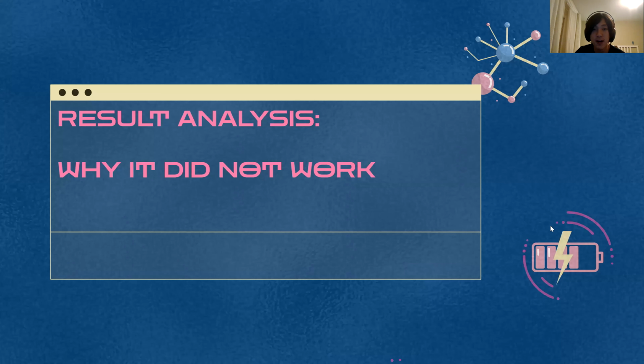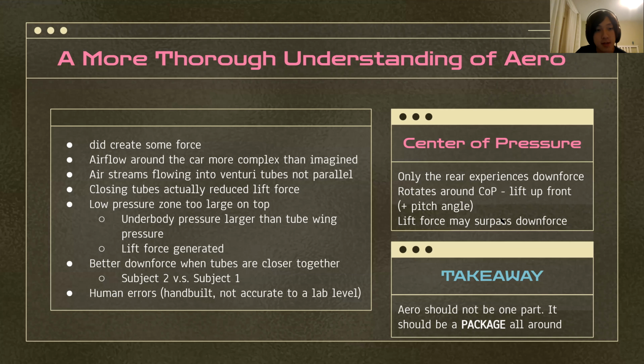So I'm going to try to explain why it did not work. We need a more thorough understanding of aerodynamics. It turned out that, first of all, the wings did create some force on the car. It's just not the downforce that we want, it's lift force instead. Second, the airflow around the car may be more complex than we imagined, because the wing is mounted on the hatch, there's air coming from the side of the car, and there's air coming from the roof. So it's a much more complicated situation than I thought.